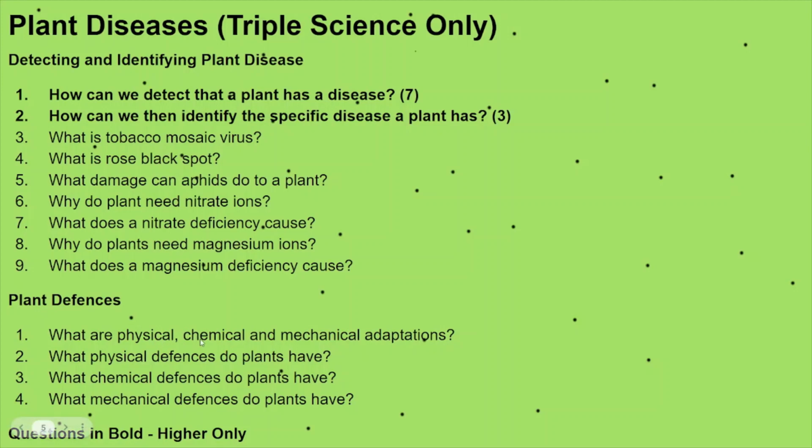A chemical defense could be like a poison or a chemical to deter predators or pathogens from entering it. And a mechanical adaptation is like a mechanism, something that the plant does. So ferns curling in on themselves is a mechanical adaptation. So physical defenses, there are three of them.